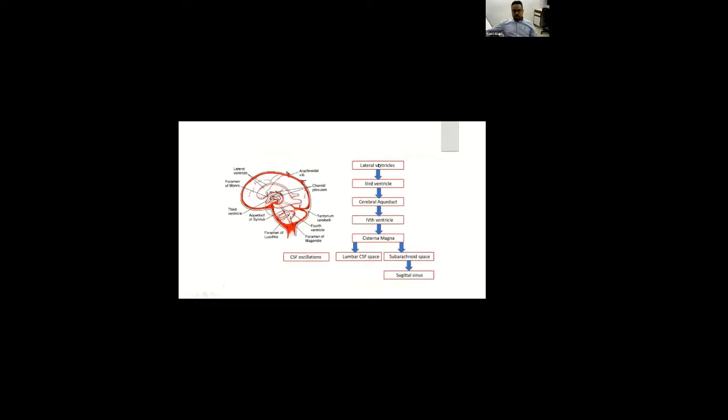You can see that the CSF flow starts from the lateral ventricles, flows into the third ventricle, and from the third ventricle through the aqueduct of Sylvius, it goes into the fourth ventricle, and from the fourth ventricle through the cisterna magna, it goes into the lumbar CSF space and into the subarachnoid space, and from there it goes into the superior sagittal sinus.